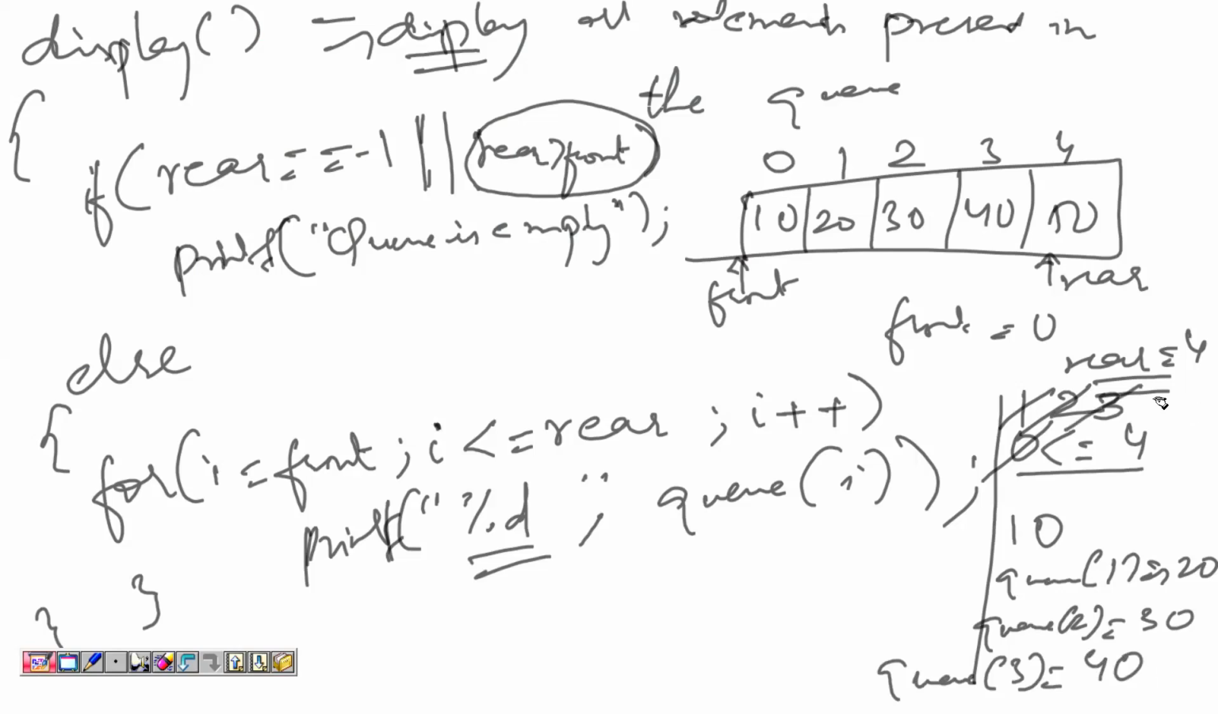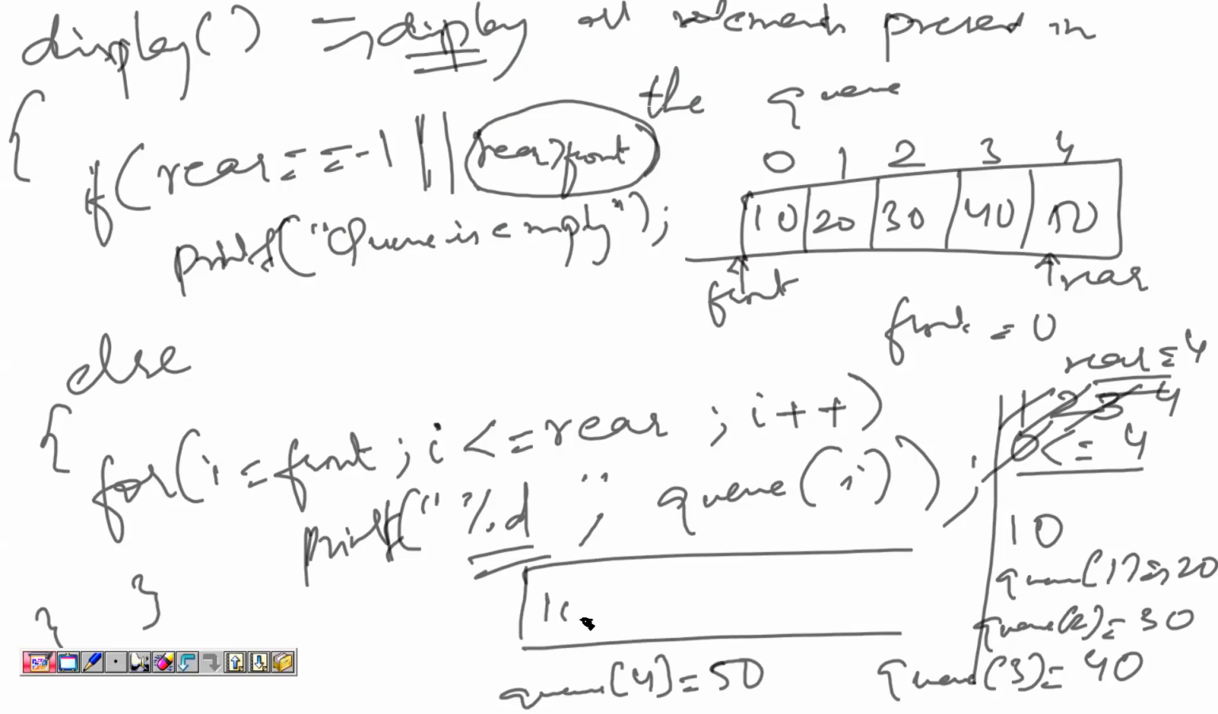Again, 3 will be incremented. So it will be 4 less than or equal to 4. The condition is true. Now Q of 4 will be printed. That is 50. So you will get the final output. This is the final output that you will be getting: 10, 20, 30, 40 and 50.